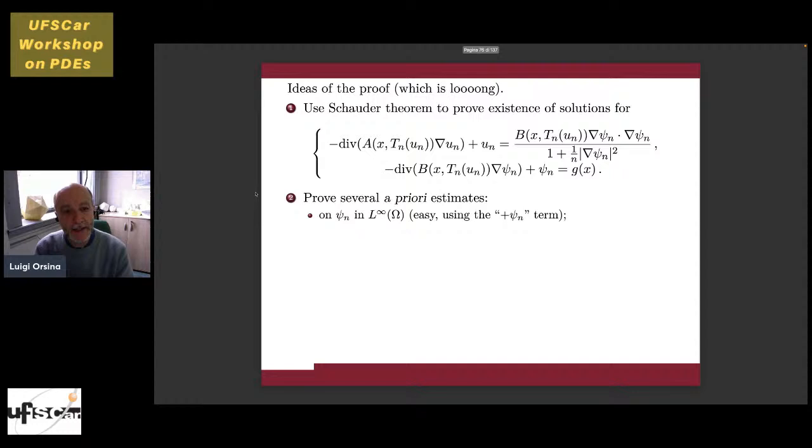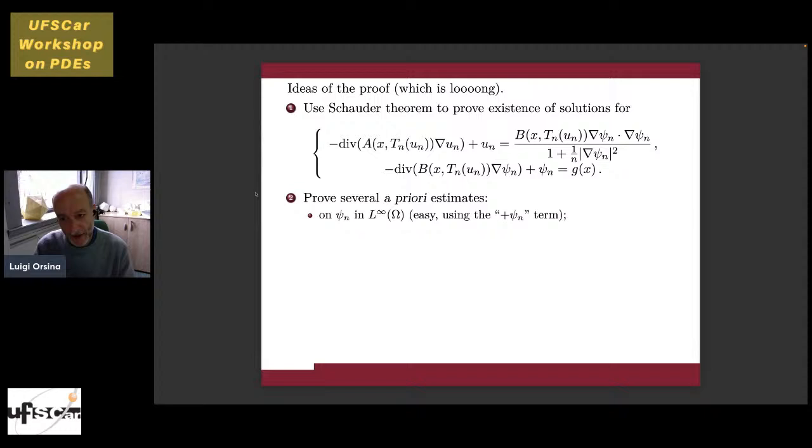You prove that the norm of psi_n in L infinity is bounded by the norm of g in L infinity. For this, you use the lower order term in the first equation. Mind you, if q is negative, if b degenerates, it is difficult to obtain an a priori estimate in L infinity using the operator, which is not elliptic. So you need to use psi_n, you need to use the lower order term, if you want to treat the problem in full generality, with q equal to minus 1 million, for example. So the first one, you use the lower order term and you prove an estimate on psi_n in L infinity, which is key to everything.